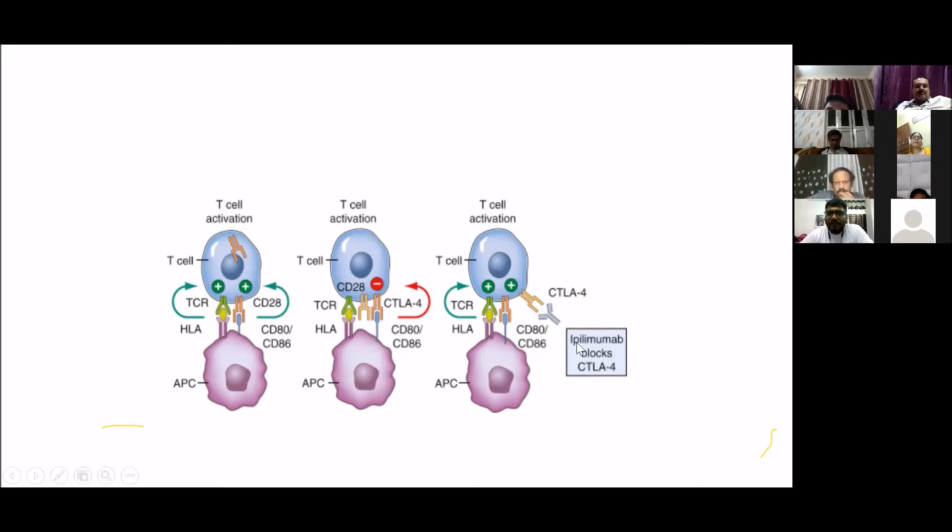So this is ipilimumab, which blocks CTLA4. Dr. Paul Allison got the Nobel Prize. He shared the Nobel Prize for the discovery of the CTLA4 molecule and ipilimumab in 2018. And ipilimumab did wonders in the metastatic melanoma world. It showed survivals and progression-free survival which were never seen for the last 10 years. So this is one checkpoint inhibitor.